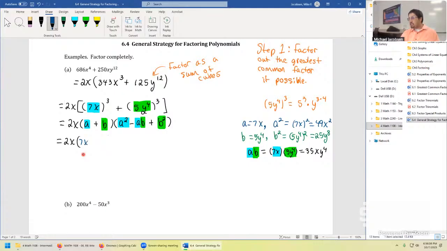A is 7x, plus b, which is 5y to the power of 4. A squared, on the far right, it was 49x squared. Minus a times b, we found is 35xy to the power of 4. And b squared, way over here, is 25y to the power of 8.